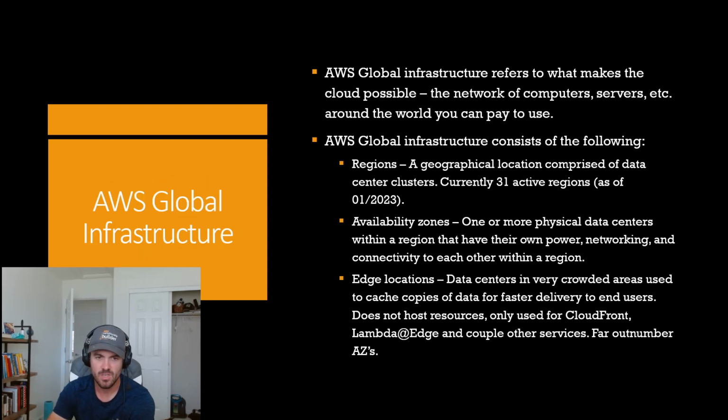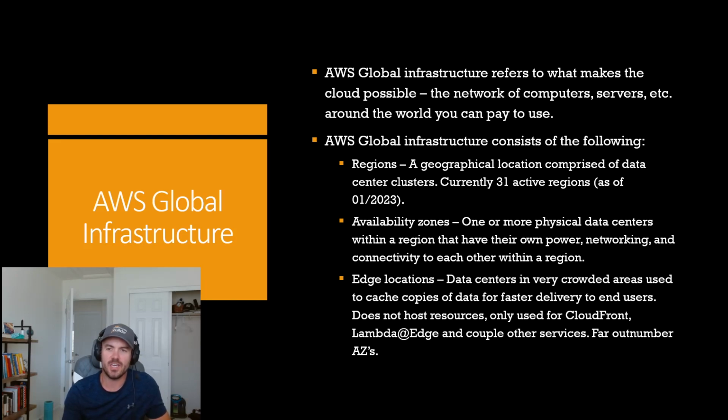Okay? All right, so the AWS global infrastructure, this is very important to review and understand as a SysOps admin, because the global infrastructure is really what helps AWS and cloud computing achieve high levels of resiliency, availability, fault tolerance, everything that fits in that basket. So the global infrastructure is essentially what makes the cloud possible, okay? It's the physical network of computers, servers, cables, buildings, warehouse space, etc. around the world that you pay to use when you provision resources.